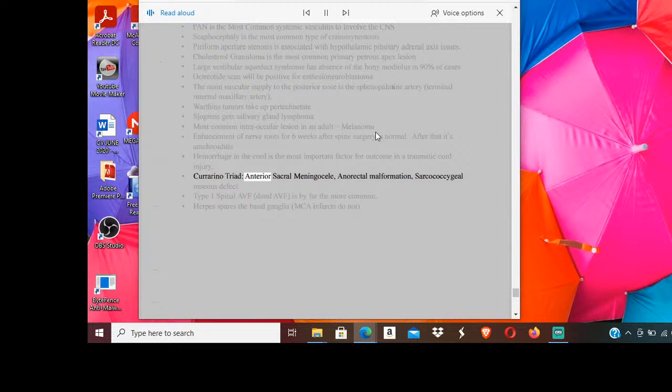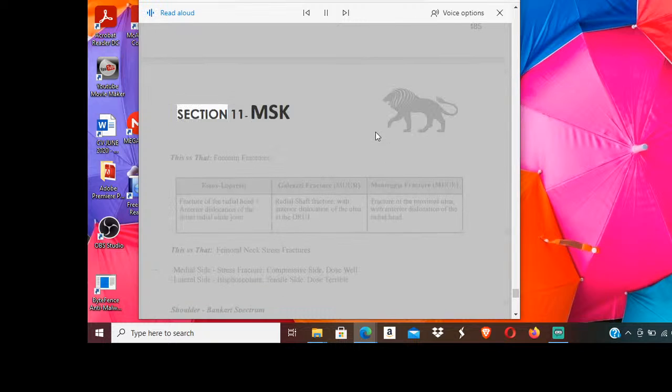Currarino triad: anterior sacral meningocele, anorectal malformation, sacrococcygeal osseous defect. Type 1 spinal AVF, dural AVF, is by far the more common. Herpes spares the basal ganglia; MCA infarcts do not. 485. Section 11, MSK.